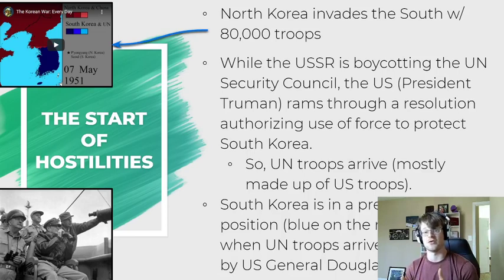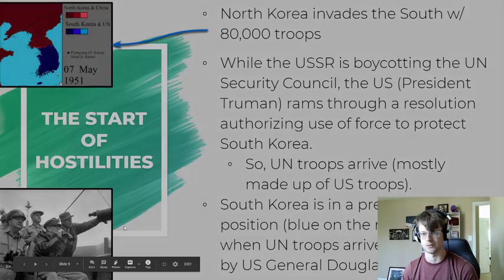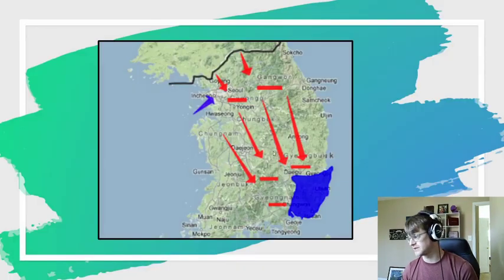So what happens? The U.S., President Truman, they ran through a resolution through the UN that authorizes the use of force to protect South Korea. So for the first time, hey, look at that. The UN's going to be used to try to prevent one country from taking over another. So UN troops arrive, and as you can see on the map there that you can watch, South Korea's in a pretty dire position when UN troops arrive under the command of U.S. General down here. His name's Douglas MacArthur, who was very famous from World War II. So there you go. You can see that on the map. It is not a good spot that they're in.